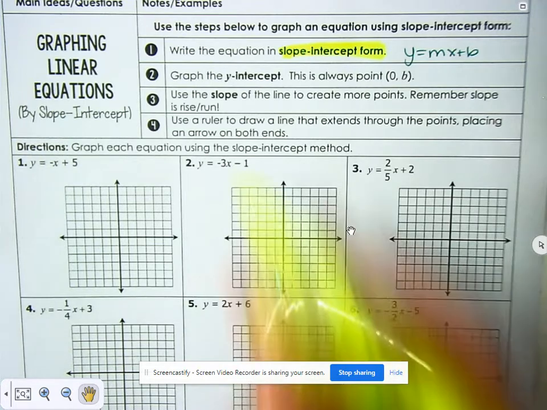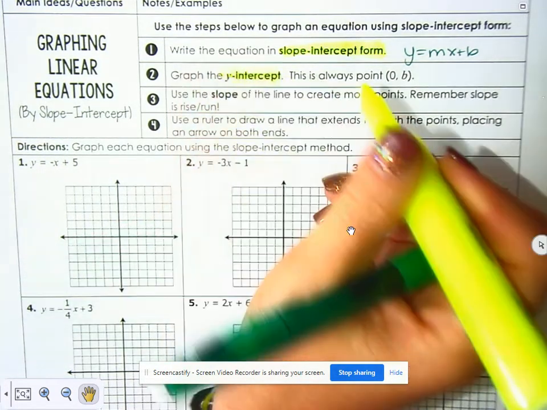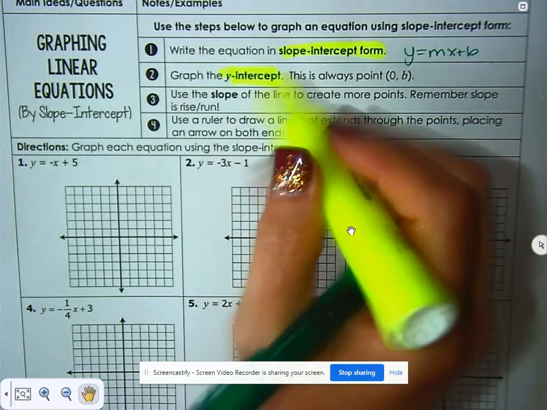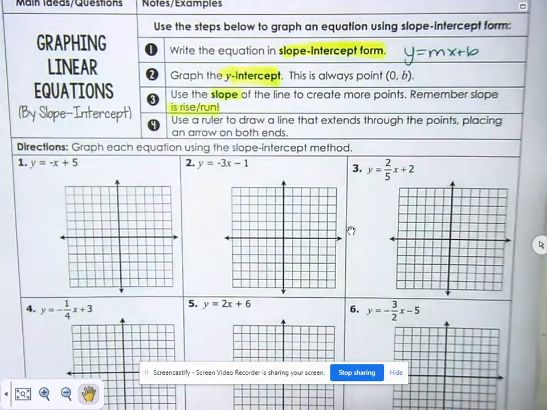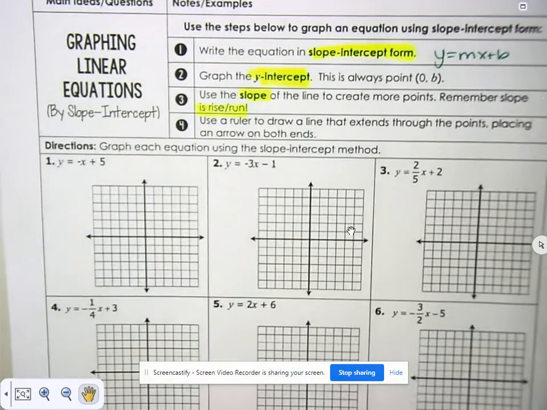All right, and then in addition, you're always going to start with the y-intercept. So you'll start by graphing that, and then we're going to use our slope with our rise over our run. Okay, so let's jump in.